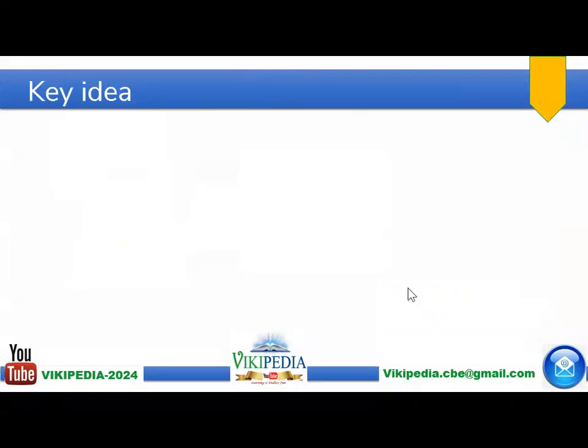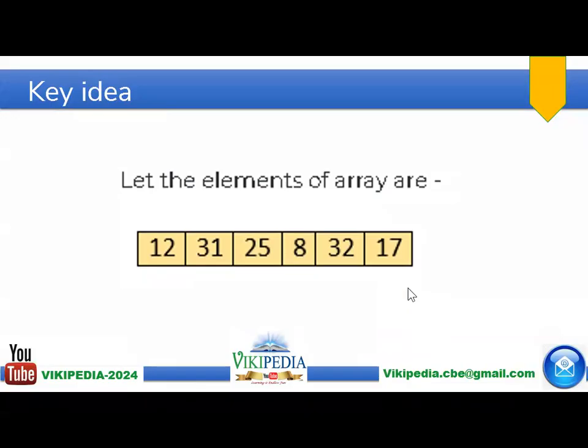Now let me go with a problem. Consider that these are the elements we have: 12, 31, 25, 8, 32, and 17. So these are all unsorted elements.